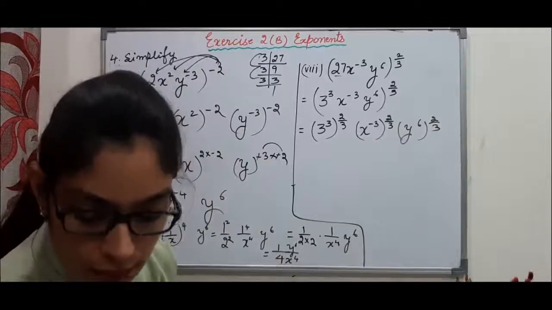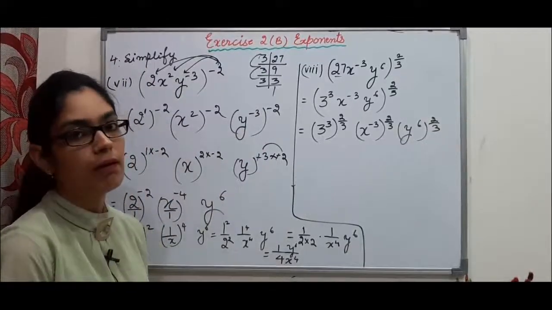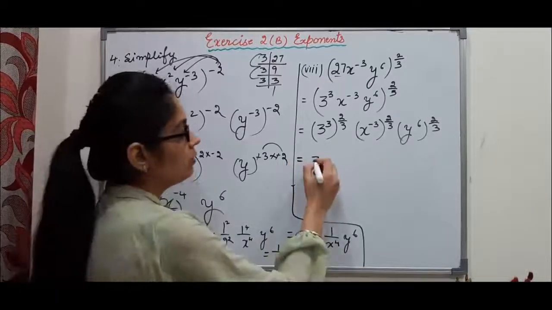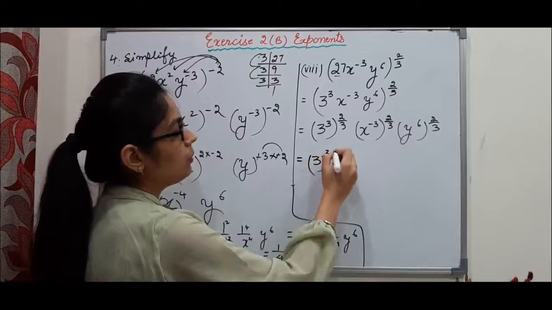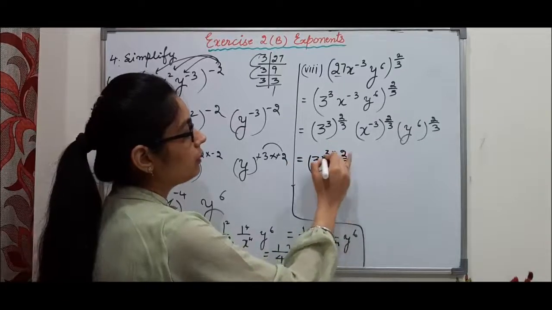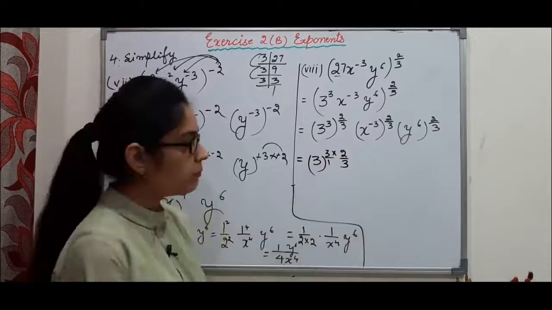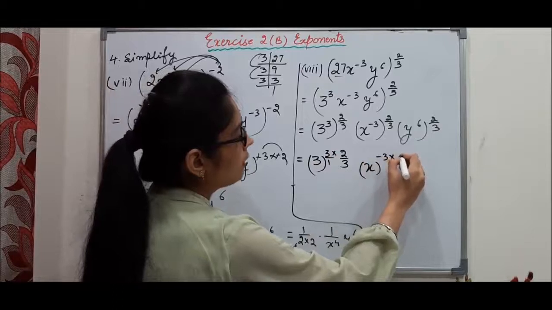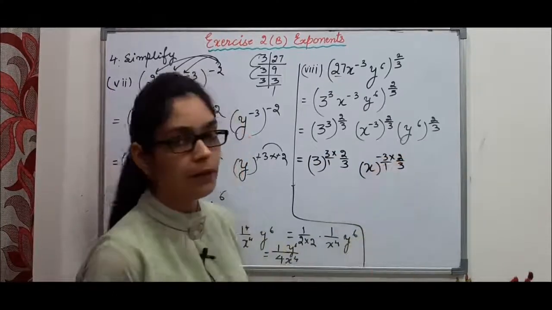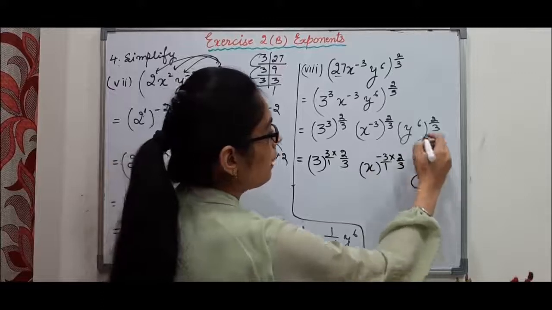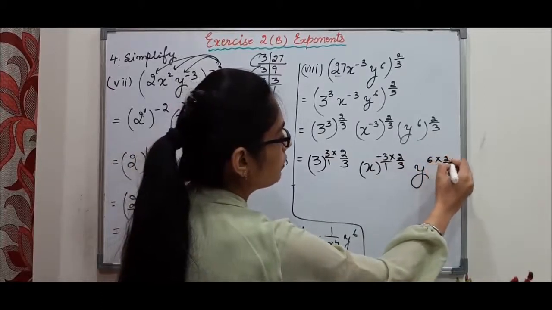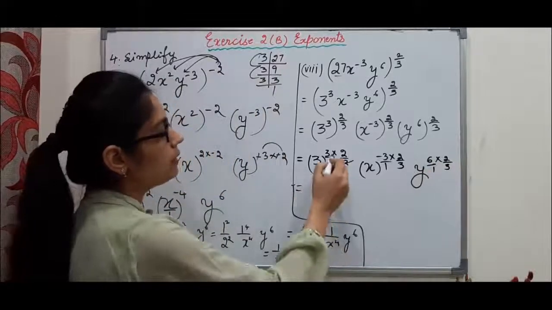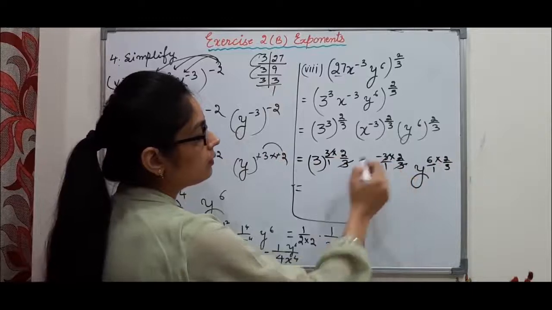So when two powers are together, we can multiply the powers by applying the power rule and make these powers a single power. 3 to the power 3 by 1 into 2 by 3. 3 we can write as 3 by 1. X to the power minus 3 into 2 by 3. So this we can write as minus 3 by 1. Y to the power 6 into 2 by 3. So this we can write as 6 by 1. Now we can do any cancellation if possible. 3 and 3 will get cancelled. 3 and 3 will get cancelled here.